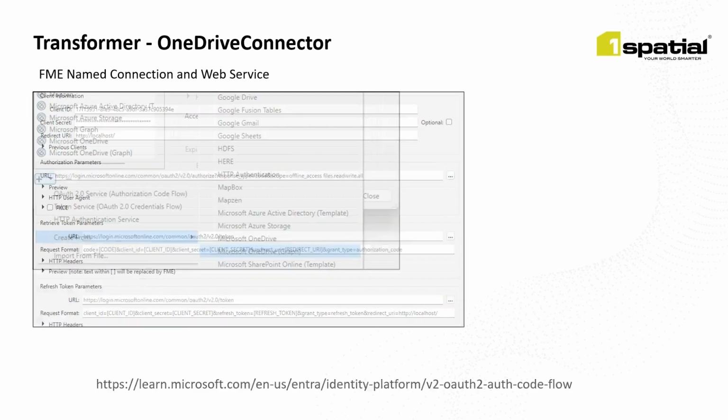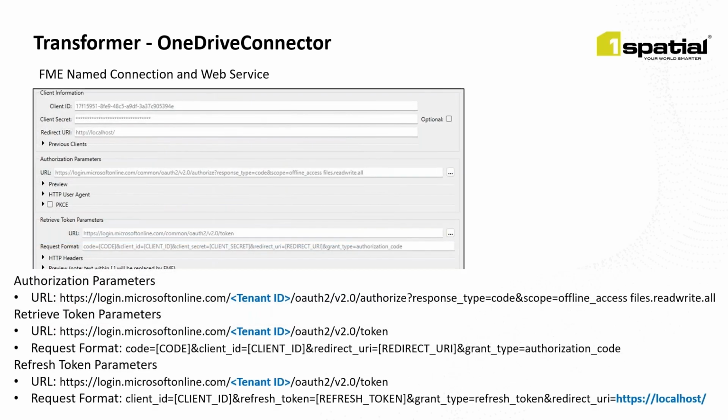But here is what you need to change. One of them is you need to change the common, so the multi-tenant endpoint, to your organization's own, which is a replacement of the common with your tenant ID. You also need to remove the client secret from here, because for a single tenant it is not required.